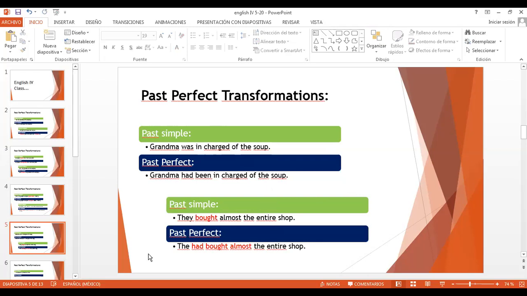Quizá la segunda parte se refiere a que they had bought almost the entire shop hasta que alguien llegó y les dijo, ya, dejen de comprar. Y esta acción de arriba concluyó. Ellos compraron casi toda la tienda. Nadie les dijo nada. Yeah, we're in the same channel.